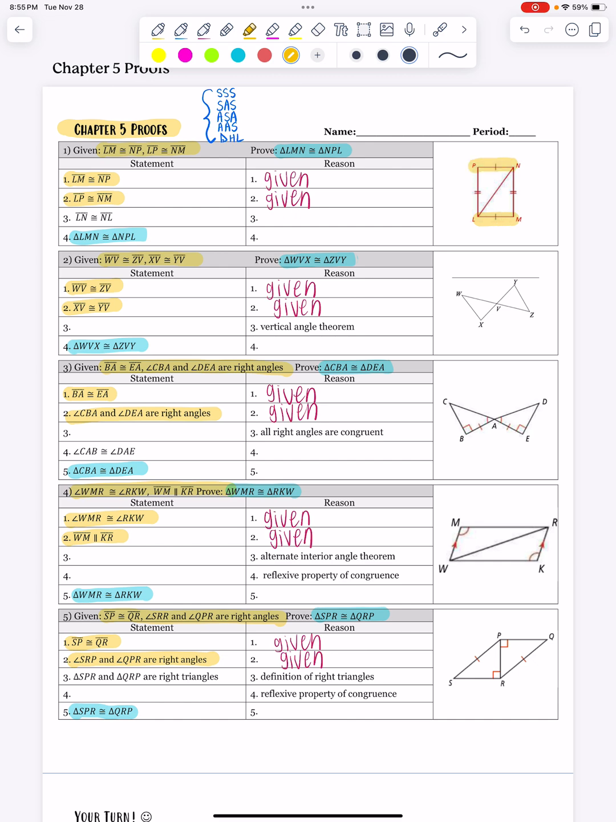So if not, you'd stop and add it there. And then LP is congruent to NM. Both of those have 2 tick marks, so I know that those are congruent. So there's nothing I need to add so far. Right now, that's everything that's given.